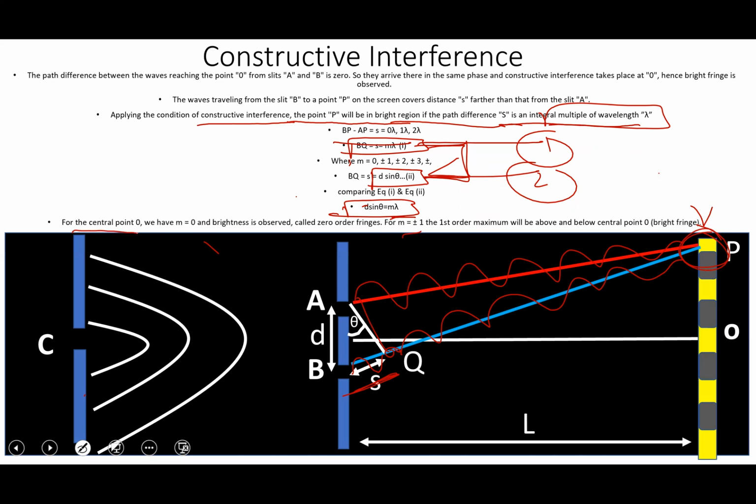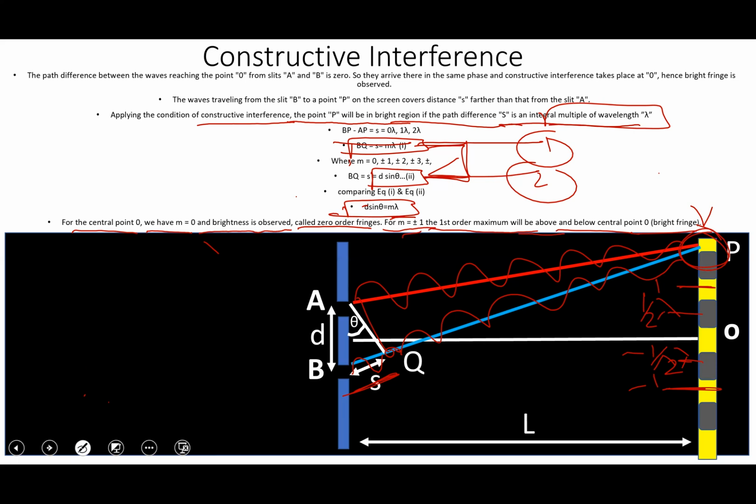For the center point O, we have m equal to 0, and a bright fringe is observed, which we have already discussed, called the zero fringe. For m equal to plus 1 or minus 1, the first order maximum will be above and below the center point O bright fringe. That means the top fringe and bottom fringe are both order 1. They both have a bright fringe after the dark fringe, which is at a half. Whenever there is a half lambda, there is a dark fringe. Whenever there is a whole lambda, there is a bright fringe, simply putting it.